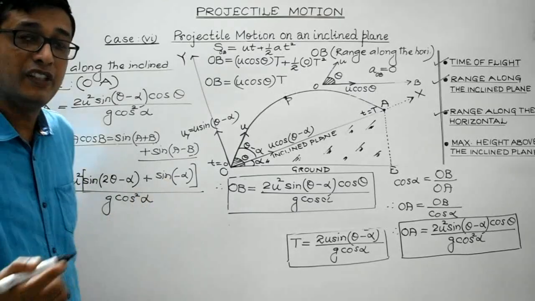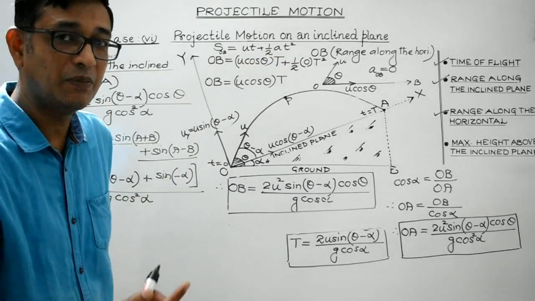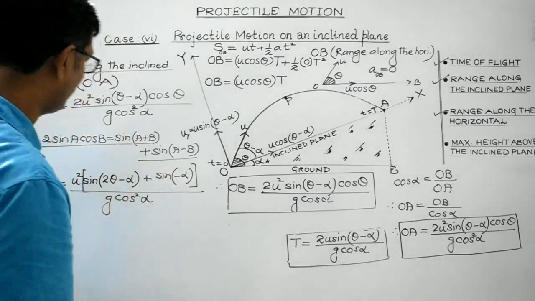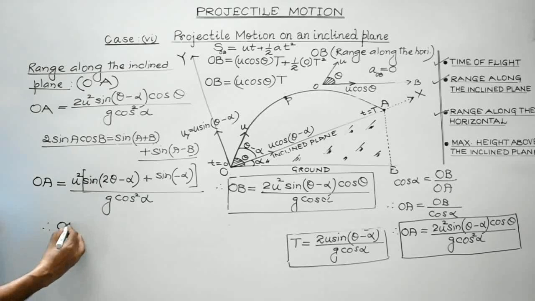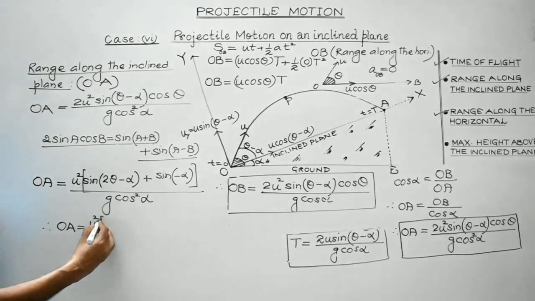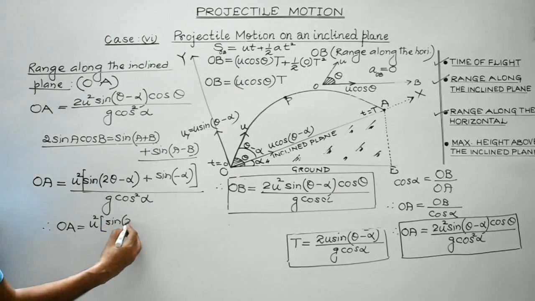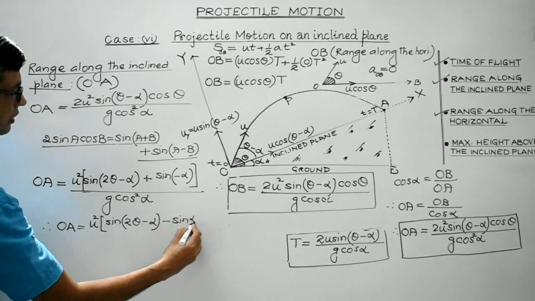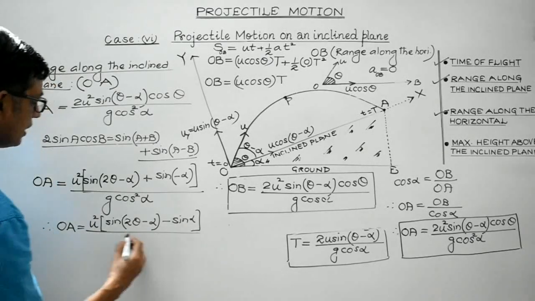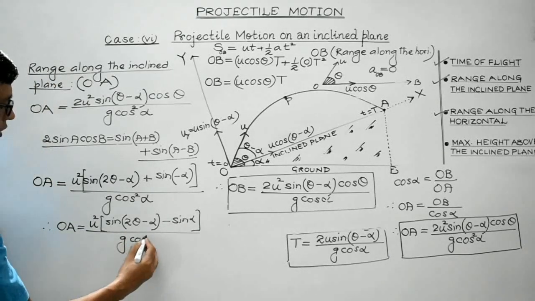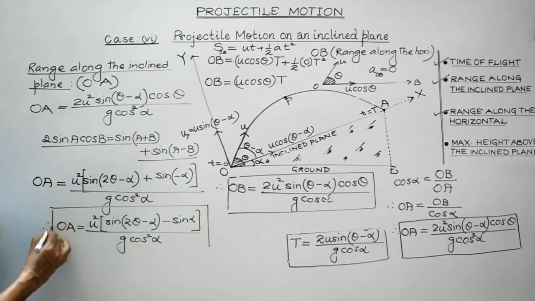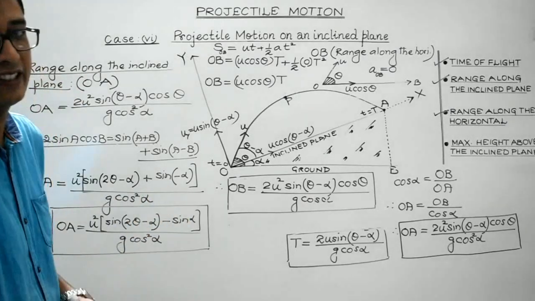Okay. Sine we are aware, it's an odd function. Sine minus theta is equal to minus sine theta. So sine minus alpha would be equal to minus sine alpha. So therefore, OA would be equal to u square sine 2 theta minus alpha minus sine alpha divided by g cos square alpha, right? So this is another way of expressing the range of the projectile along the inclined plane.